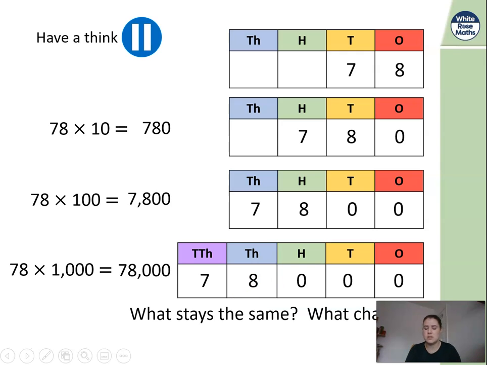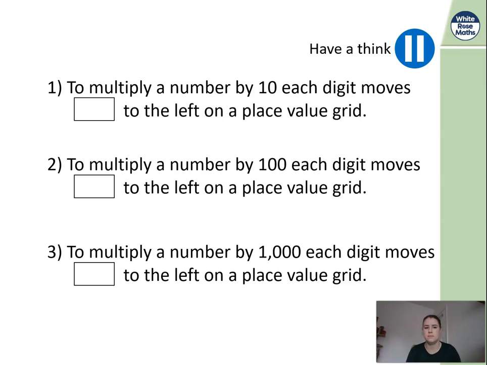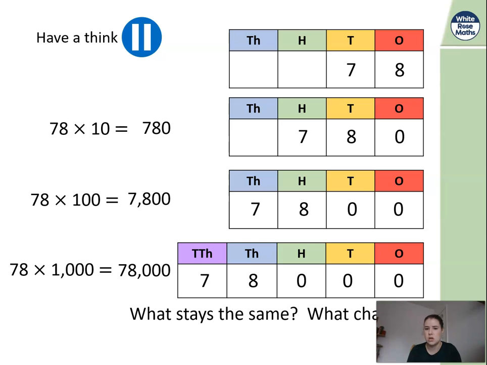Have a think and pause the video. What stays the same with our numbers and our place value charts, and what changes? Let's see if you've noticed a pattern. I'd like you to pause the video and have a think. Read these 3 statements, and can you find the missing number that belongs in each of those boxes based on the place value charts from the slide before?